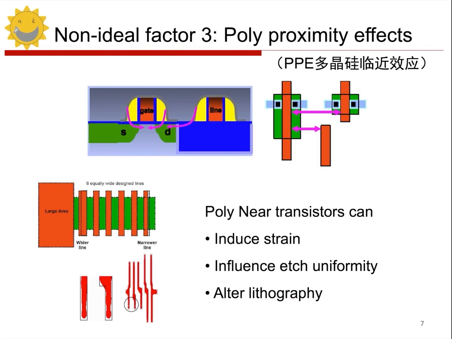The third one is the poly proximity effect, abbreviated as PPE. This refers to the effects of polysilicon proximity. If we understand it literally, it means that when a device is close to polysilicon, it will also have some deviations, right? Let's take a look at what this phenomenon is. When we are processing the gate, we need to etch the polysilicon, right? We want to keep the polysilicon in the channel region and remove the polysilicon outside the channel region.